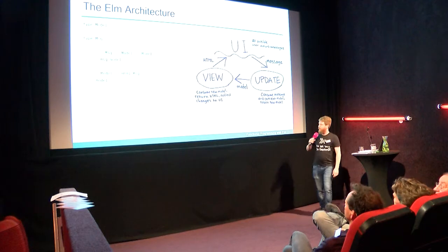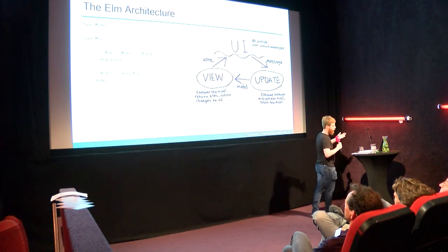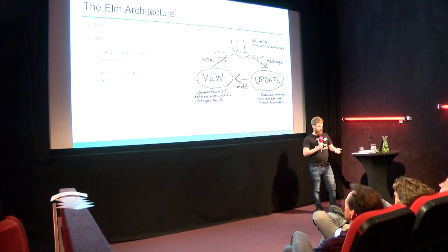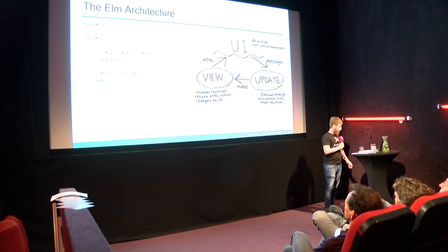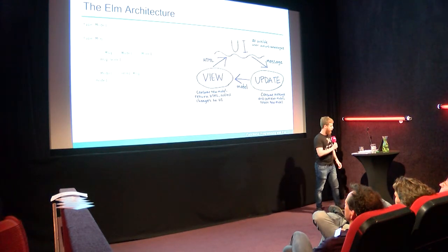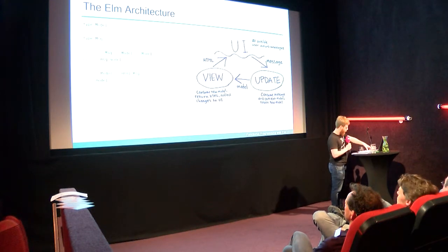So this is how it would look in code. You define a model. Remember, this is a typed functional language, so you have to define types for some things. You define what kind of messages are allowed in your system, and you define an update and a view function. Okay, so now I will give a short demo of how you would make a simple application with this.